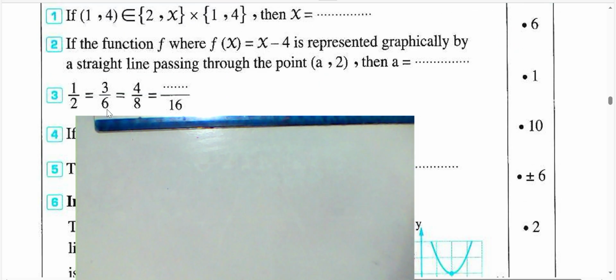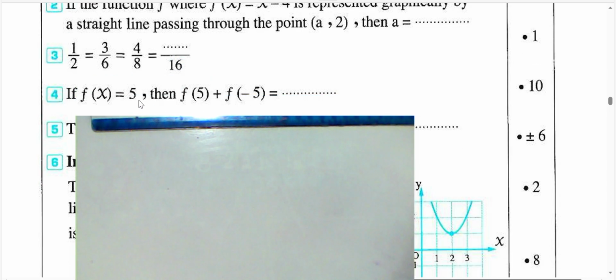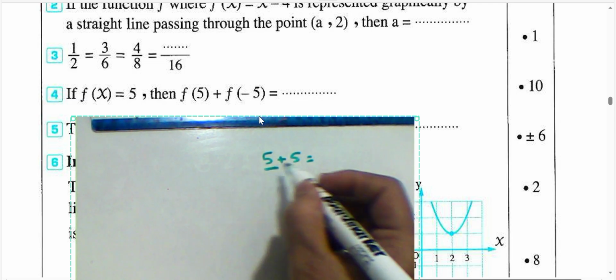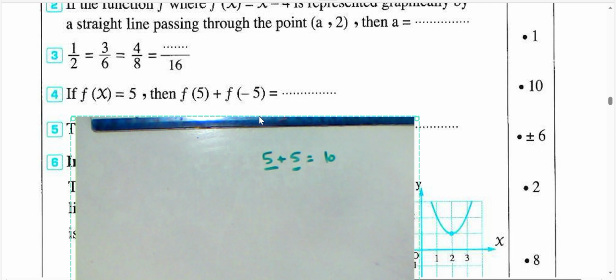Half: 3 over 6, 4 over 8, 8 over 16, because 8 is half of 16. f of x equals 5, then f of 5 plus f of negative 5 is constant, so 5 plus 5 equals 10, because we have a constant function in the image, first 5 and second 5. 5 plus 5 equals 10.